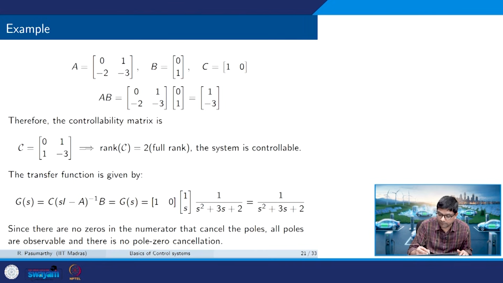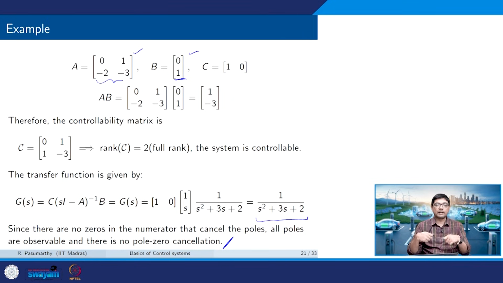So, if A being something of this sort, B being of this sort, I get the controllability matrix is of full rank, the system is controllable, and the transfer function will have 2 poles. Okay. And of course, there are no zeros in the numerator that cancel, all the poles are observable and controllable, and there is no pole zero cancellation. So, what this gives us as additional information about controllability is to check whether there is any pole zero cancellation.